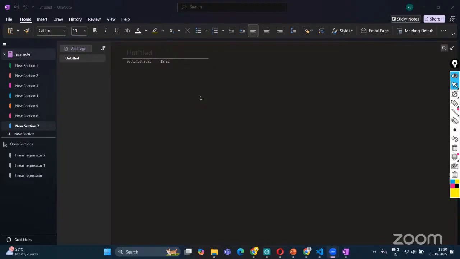So this session is related to ML, machine learning. We are going to study the basics of machine learning, what is supervised machine learning, what is unsupervised machine learning, what models are present for supervised and what are present for unsupervised.